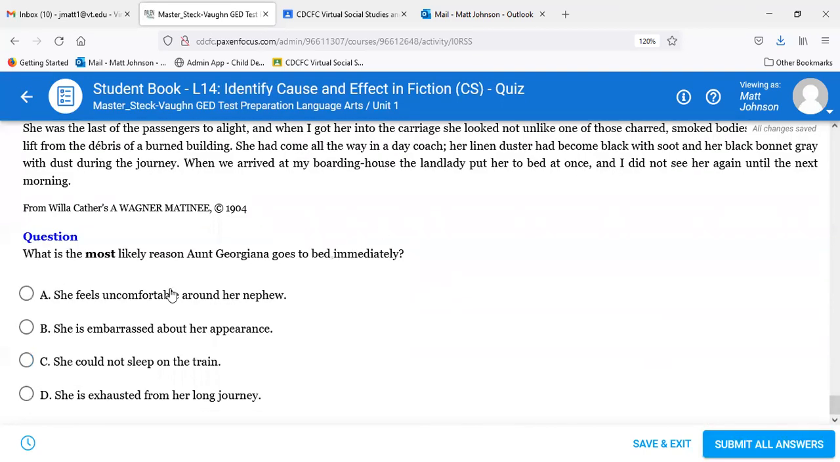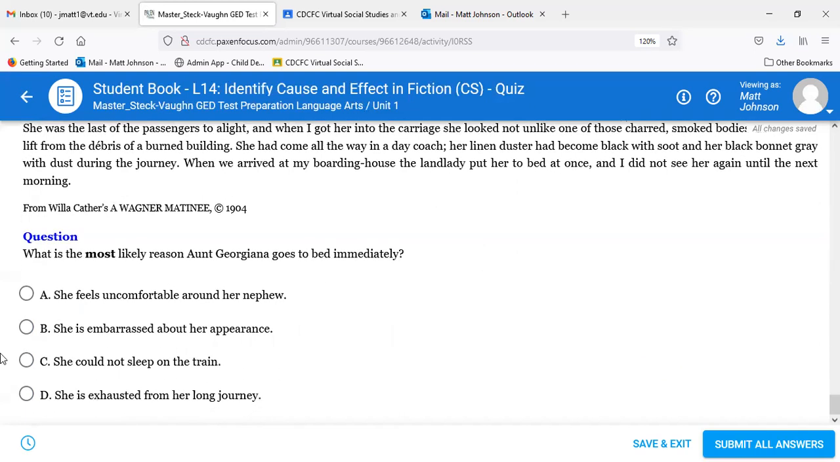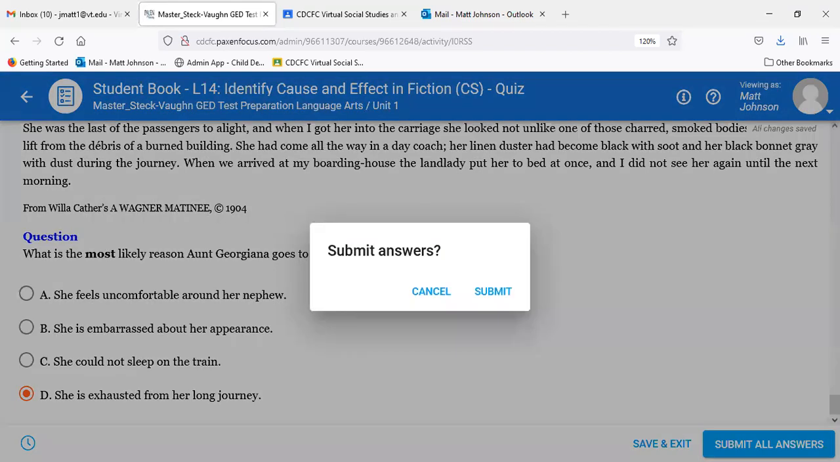And our final question here, I'll go ahead and read it. What is the most likely reason Aunt Georgiana goes to bed immediately? A, she feels uncomfortable around her nephew. B, she is embarrassed about her appearance. C, she could not sleep on the train. Or D, she is exhausted from her long journey. D, yeah, D as in dog. She's exhausted from her long journey. And that takes care of the quiz portion.